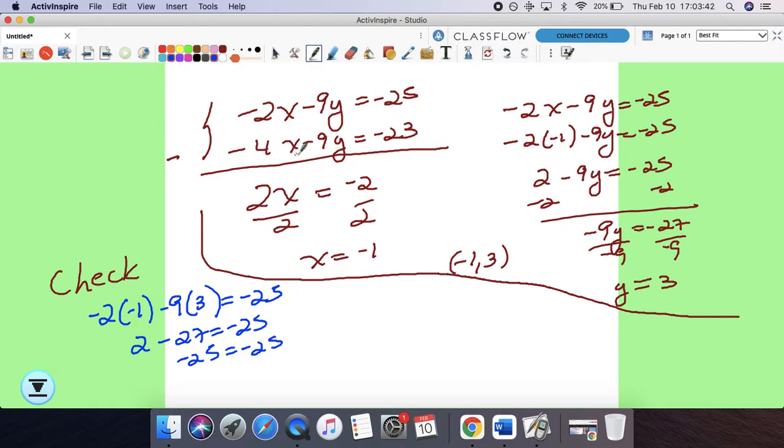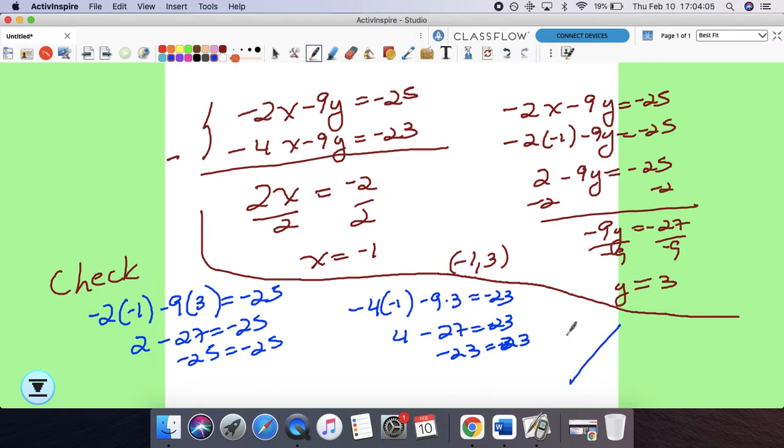In equation 2, -4x minus 9y equals -23. Let's substitute. So we get -4 times -1 minus 9 times 3 equals -23. This is 4. This becomes -27 equals -23, and you can tell they are the same. So the point -1 and 3 satisfies both equations, right? It's done. If you were to graph it, I'm just making this up, but that's the point on the line, and that point exists on both lines. That's why both equations are true when you substitute -1 and 3.